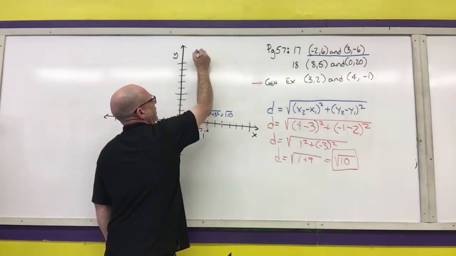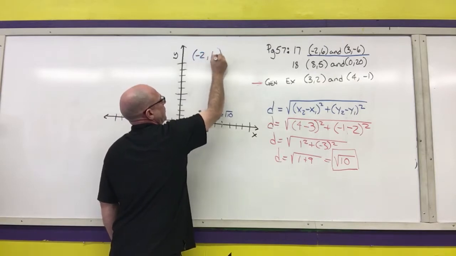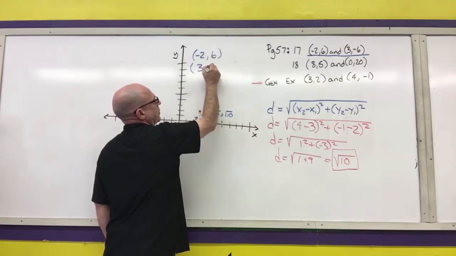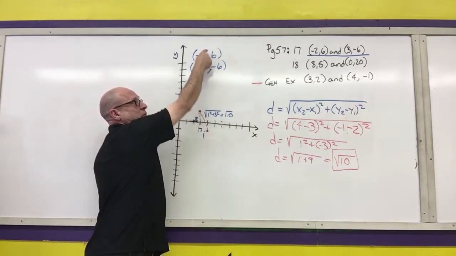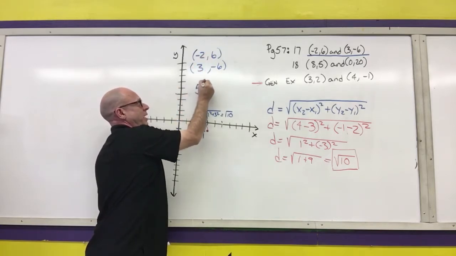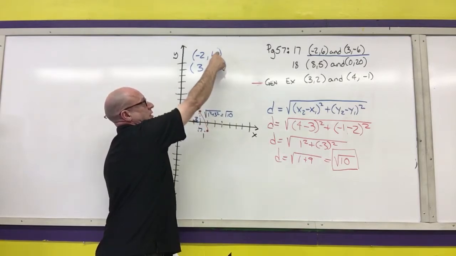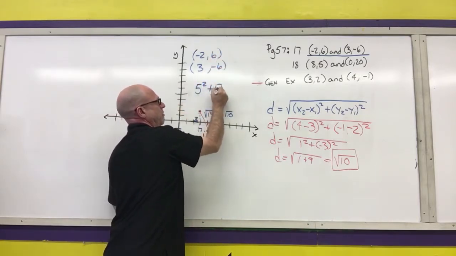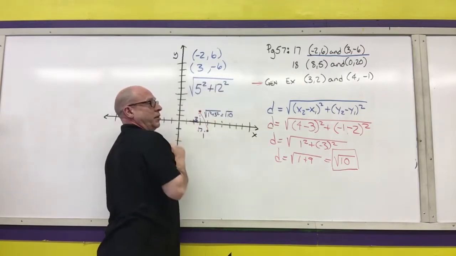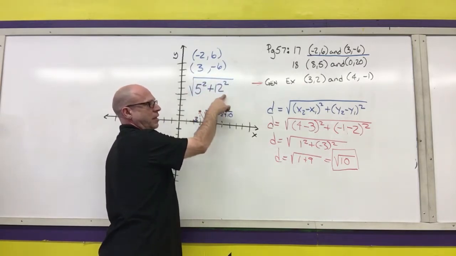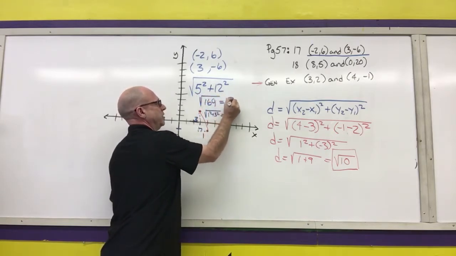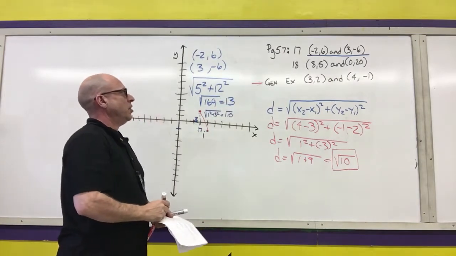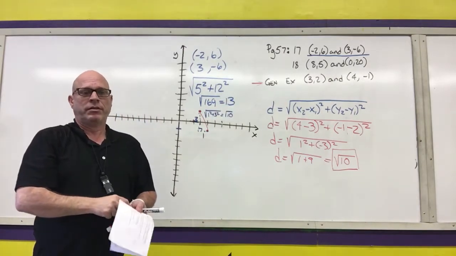So what I do is I write the 2 coordinates that I want to find the distance between. And then all I do is I ask myself, well, how far is it between those 2 numbers? Well, the distance between -2 and 3 is 5, so I write 5 squared. And the distance between 6 and -6 is 12, so I write down 12 squared. Put it all underneath the square root sign. That's 25 plus 144, which is the square root of 169, which is 13. So without plotting any points, you can get your answer.